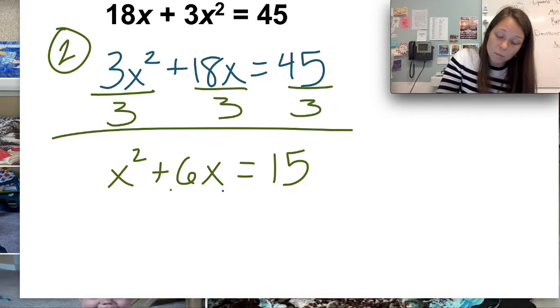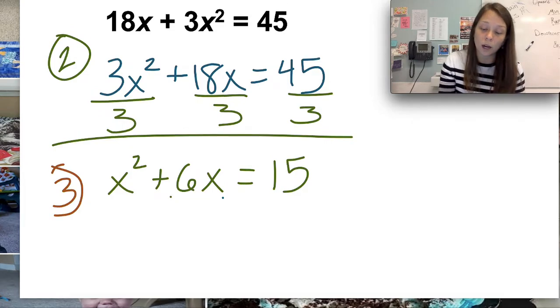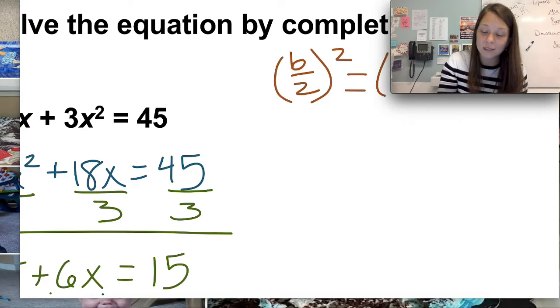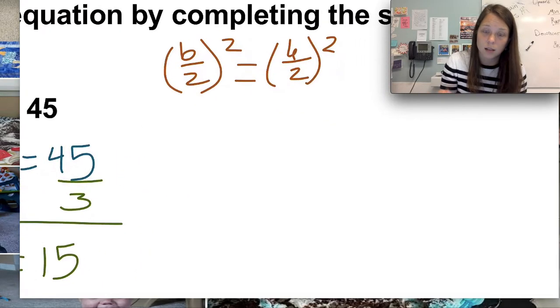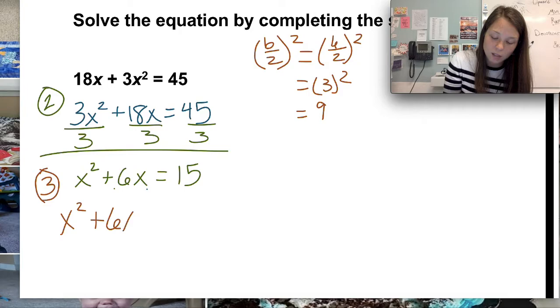Step 3 is to figure out what b over 2 squared is and add it to both sides. So I'm going to do that work over here. My value of b is 6. It's the number in front of x. Half of 6 is 3. And when I square that, I get 9. So what that means for me is I'm going to add 9 to both sides of my equal sign.